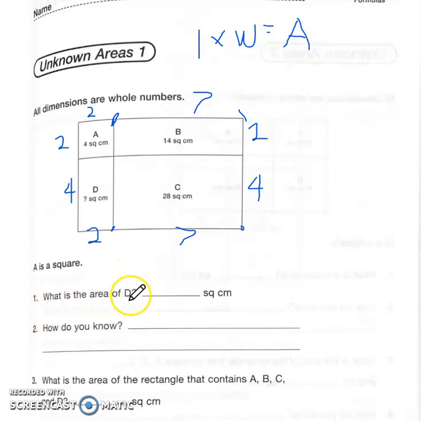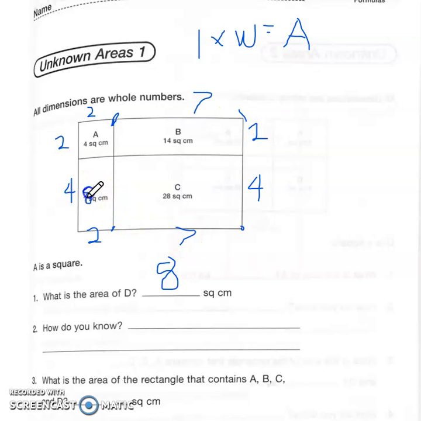So our first question is, what is the area of D? Well, if we have a length of 2 and a width of 4, 2 times 4, that gives us 8. And I can write out how I figured that out. All that stuff that I just did. Condense it. And then lastly, what is the area of the rectangle that contains A, B, C, and D? So the area of the entire thing.